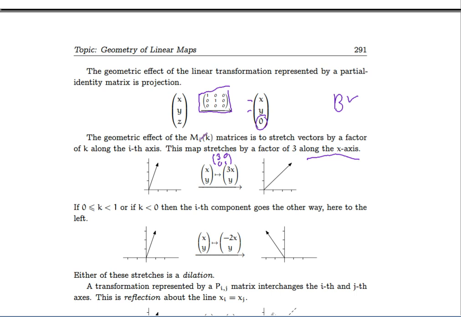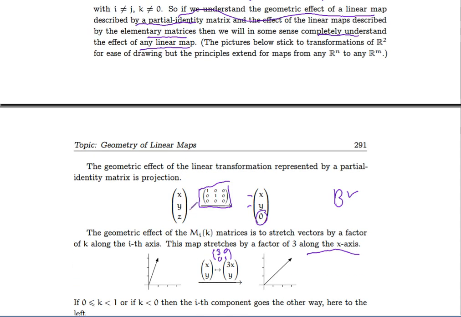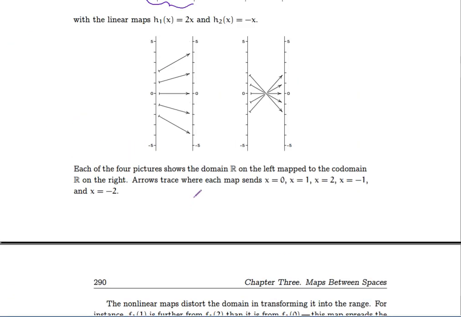Okay? So in 3 dimensions you could think of the same thing. M2 of 6 would be stretching the vectors by a factor of 6 along the y-axis. Or M3 of minus 2 would be stretching the z-axis by minus, what did I say, minus 2? Okay, and it would look, with respect to the z-axis, something like this picture here. But the other axes would remain the same.